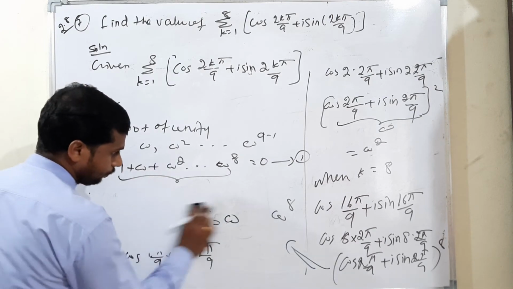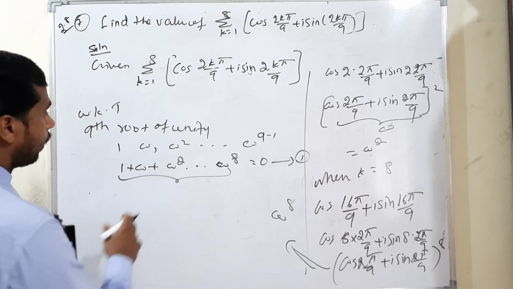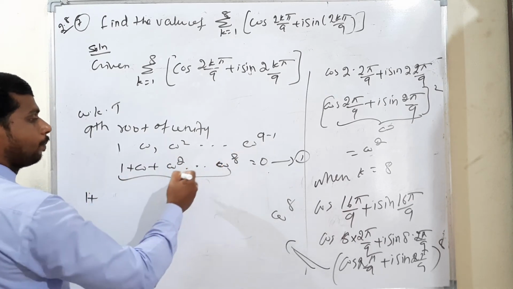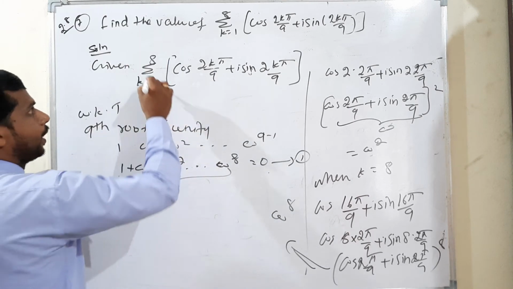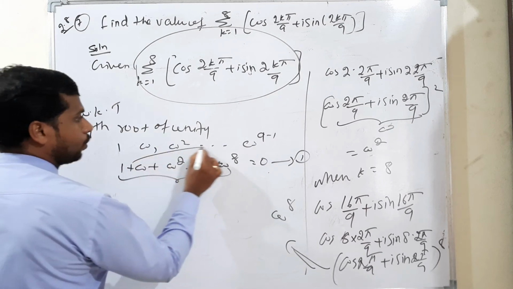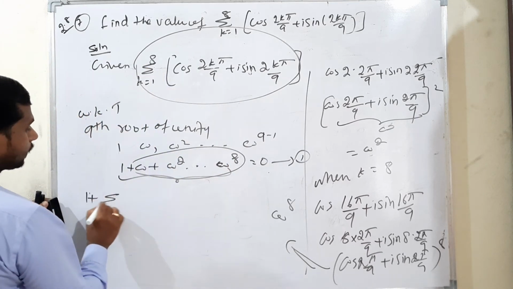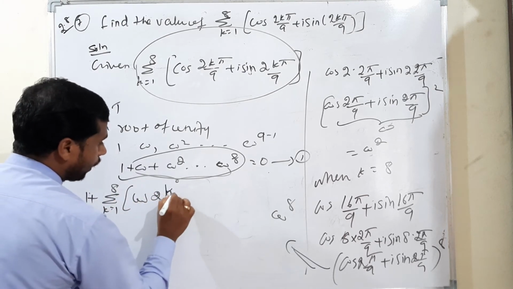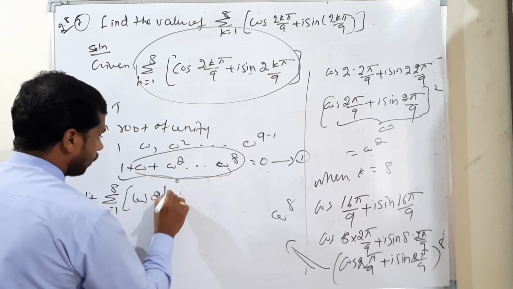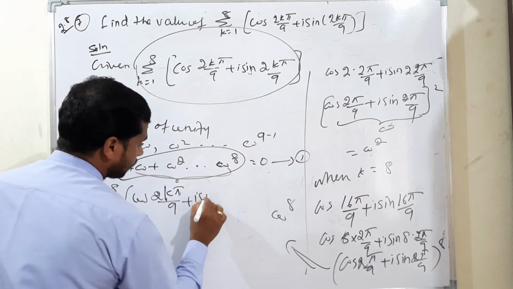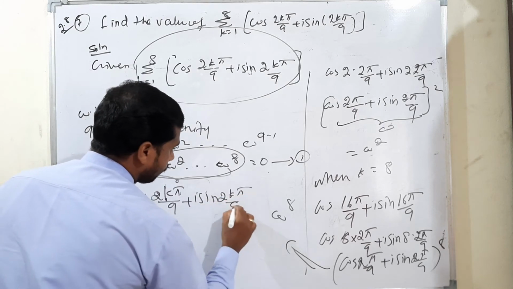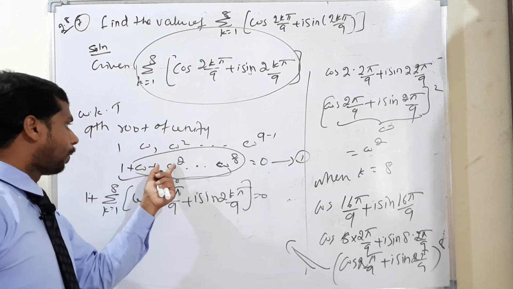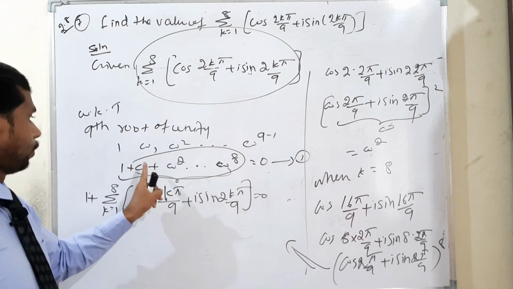Therefore, from equation number 1, 1 plus ω plus ω square up to ω to the power 8 is the same as k equals 1 to 8. So instead of ω to ω to the power 8 we can write 1 plus the summation for k equals 1 to 8 of cos 2kπ/9 plus i sin 2kπ/9, which is equal to 0. Why? Because ω power 1, ω power 2, and so on up to 8 are the terms.